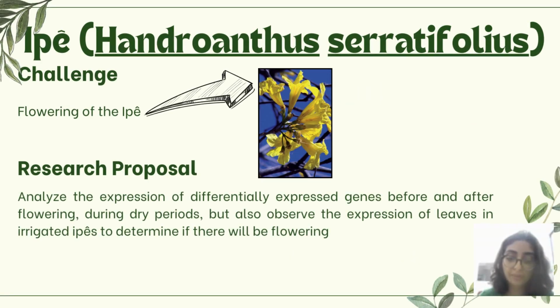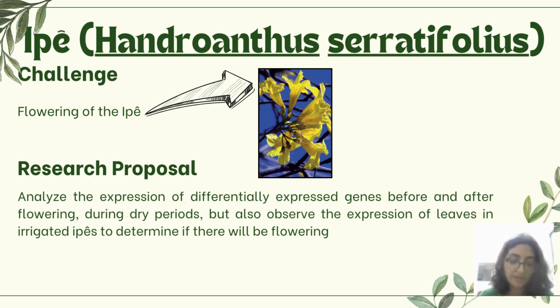Now I'm going to talk about the challenge and our research proposal. The Ipê blooms and undergoes severe leaf drop, and then blooms, typically during the driest times of the year. Since this drastic factor is still unexplained, and as the species is used for reforestation, the dispersal of the species is important, hence understanding its flowering. The resources we have for Ipê are scarce.